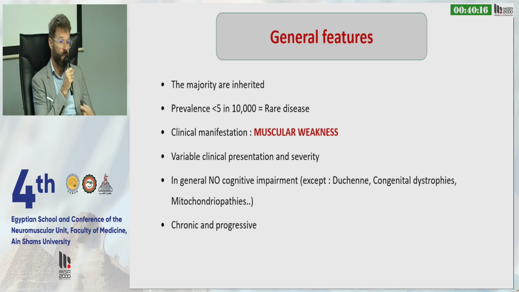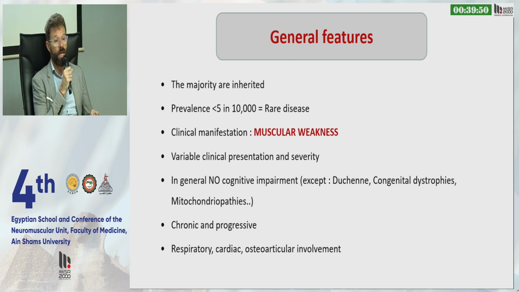So it's very important, once you recognize this, that you follow up the patient, that you propose a therapy if this is available, like for example in spinal muscular atrophy, or you advise on doing physiotherapy and a pulmonary, a respiratory assessment, because the major cause of death of these patients is not linked to the skeletal muscle weakness, but mainly to the respiratory involvement, the cardiac involvement, and sometimes the osteoarticular involvement with contractures that is really prominent.